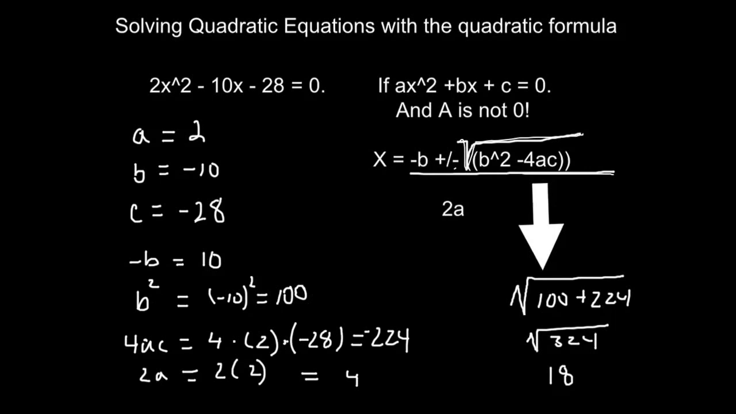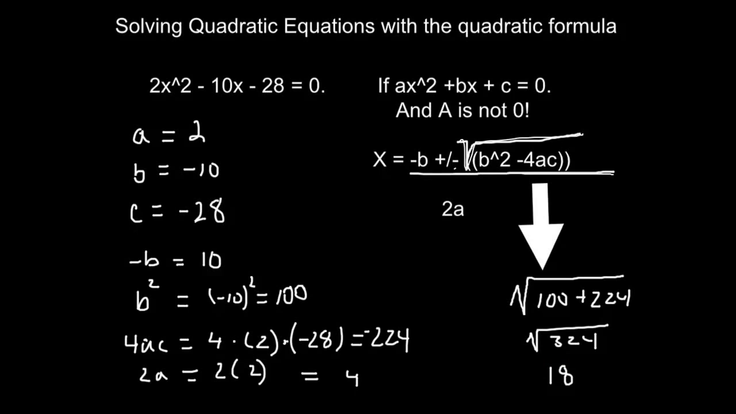Okay, so hopefully you got, for b squared, you have 100. You're taking away 4ac. 4ac itself is negative 224, so when you take that away, that's actually going to be positive 224. That's a very common sign error. You get 324. When you square root 324, you're lucky.